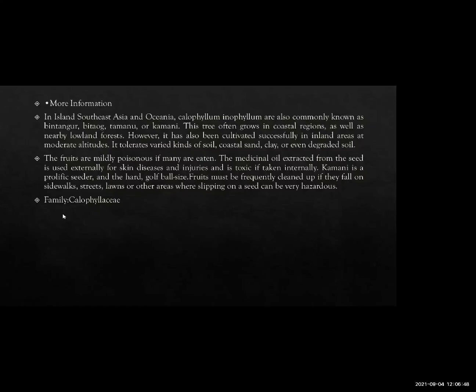prolific seeder, and the hard golf ball-sized fruits must be frequently cleaned up in the fall on sidewalks, streets, lawns, or other areas where slipping on a seed can be very hazardous. Family Calophyllaceae.